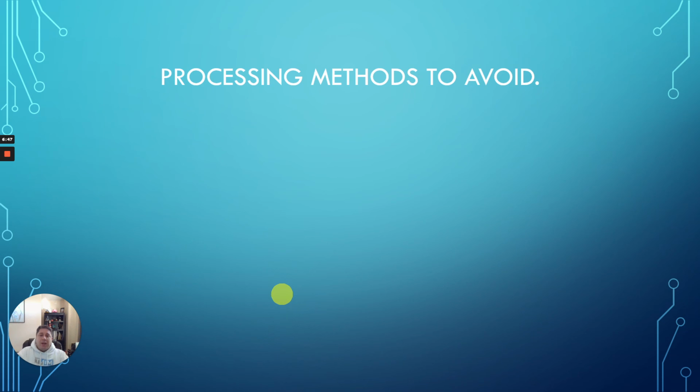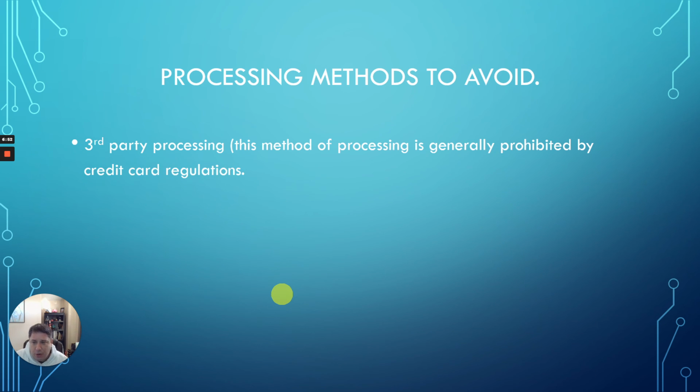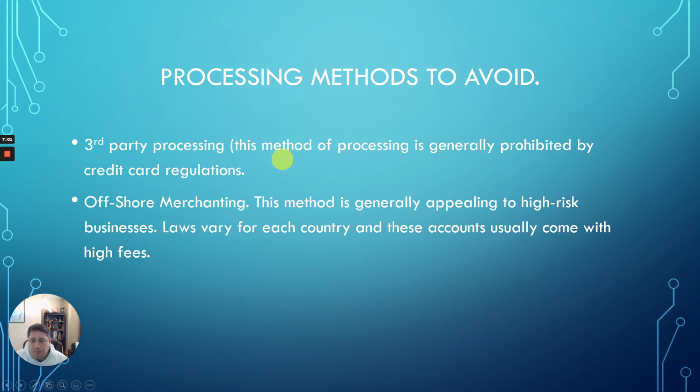Okay, processing methods to avoid. Let's talk about this because I know there's a lot of information out there on the internet. Third-party processing. Now, this method of processing is generally prohibited by Visa and MasterCard regulations. Third-party processing might insinuate there's a company who's already processing and you're running your transactions through their processor. That is against the regulations in most parts. So you want to stay away from third-party processing as best you can.